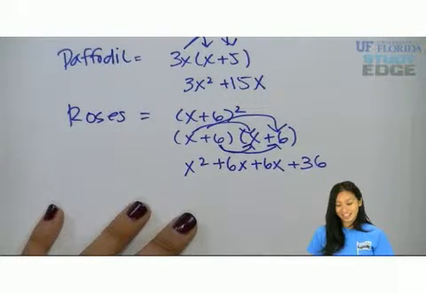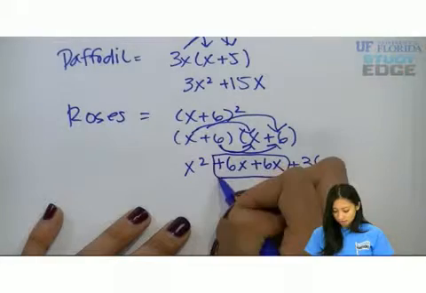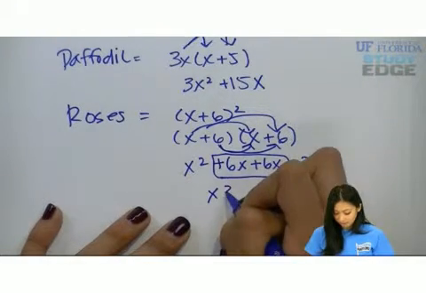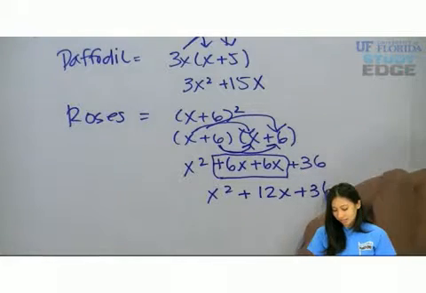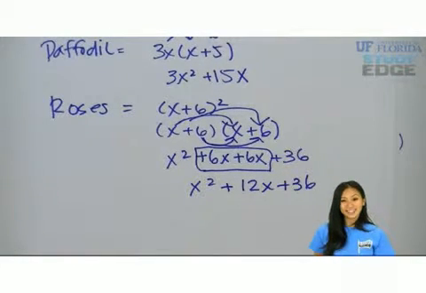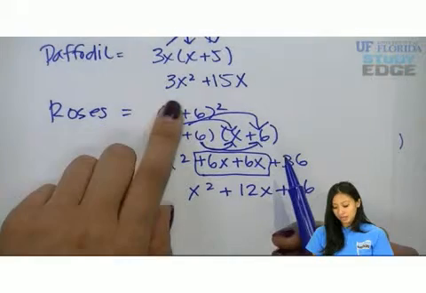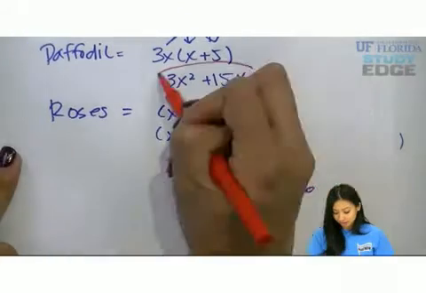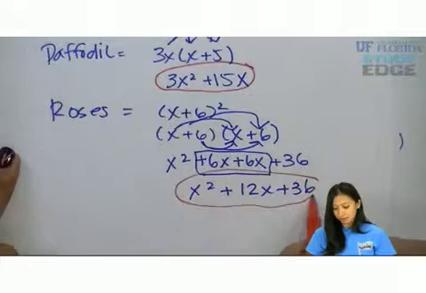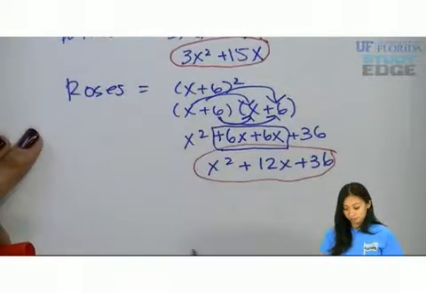There you go. I'm going to simplify. These are like terms in the middle. x squared, 6x plus 6x is 12x, plus 36. There you go. All right. So x squared plus 12x plus 36 and 3x squared plus 15x. I'm actually going to add those together. This plus this. That's what I'm going to do. So I'm going to write that down here.